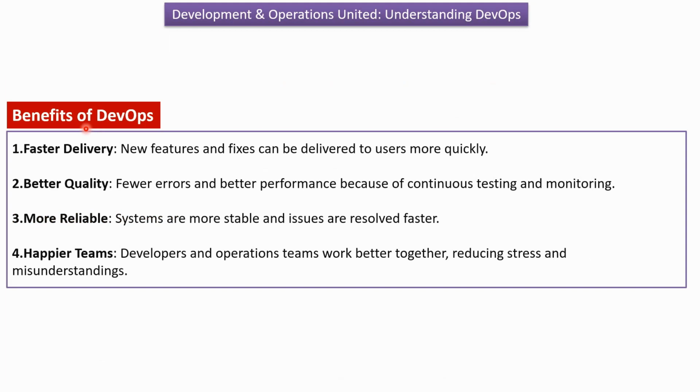Now we will see what are the benefits of DevOps. The first point is faster delivery. New features and fixes can be delivered to users more quickly. The second point is better quality. Fewer errors and better performance because of continuous testing and monitoring. The third point is more reliable. Systems are more stable and issues are resolved faster. The fourth point is happier teams. Developers and operations teams work better together, reducing stress and misunderstandings.